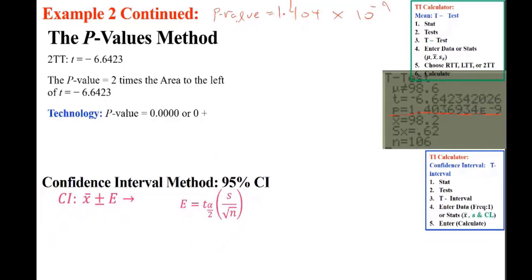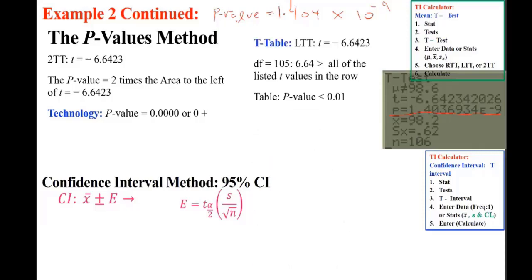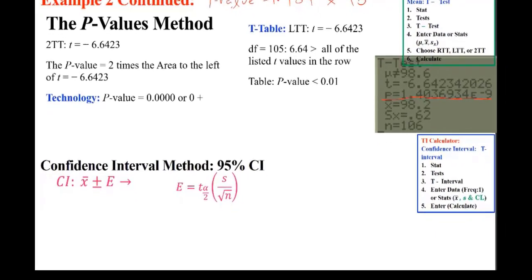So for a two-tailed test, the p-value is 2 times the area to the left of that. Technology gives you almost 0. If you go to the table, and I'm going to assume by now, after I explained how that works, you are comfortable with that. Try it on your own. According to the table, because of the limitation of a table, you don't have an exact answer, but you know that the p-value is less than 0.01. So you get to the same decision. Finally, the confidence interval method.